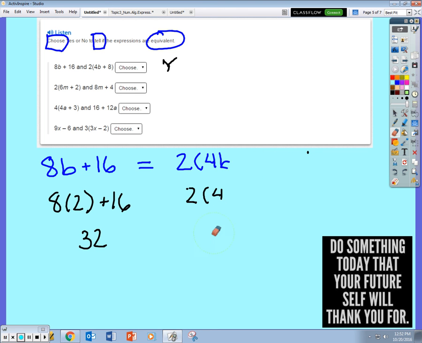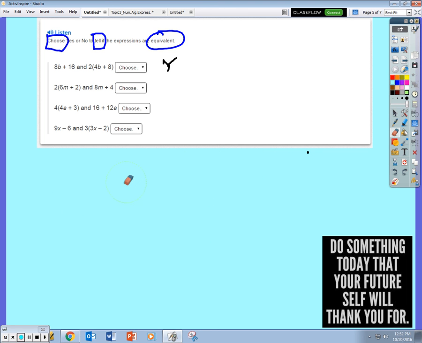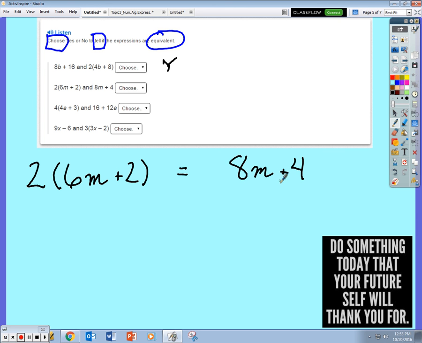This one I'll do a different way here. All right, let's see if I could do this differently. I have 2 times 6m plus 2, and we want to know, is that equal to, or is that equivalent to 8m plus 4? I'm going to try to distribute properly with this first one. I can't combine these because they're not like terms. 6m's do not combine with 2. So I'm going to distribute properly.